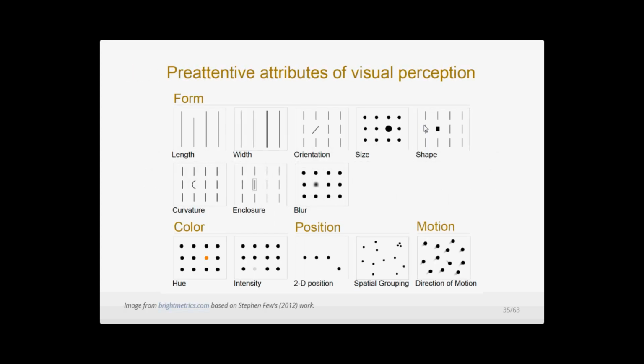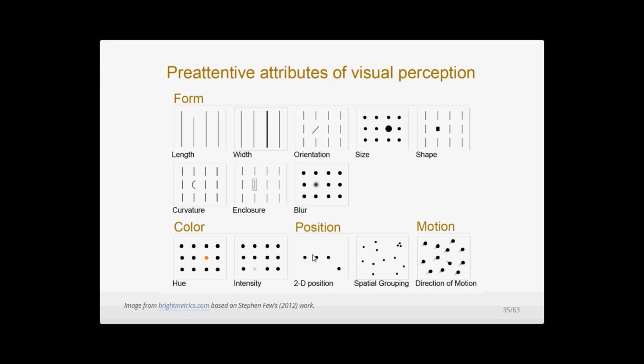There are other preattentive attributes of visual perception. Here are some that Few has described. Three that are of particular importance are length, that's from the form, two-dimensional position, and also color, the hue. The two that are particularly important for displaying quantitative information, values such as test scores or frequency counts, are length and two-dimensional position.